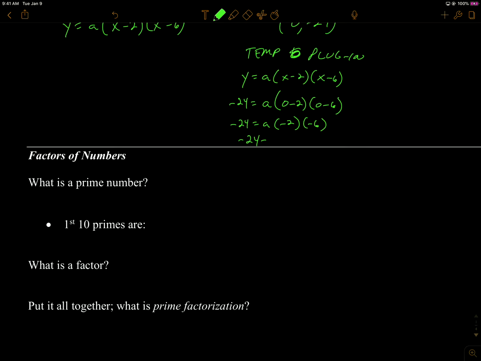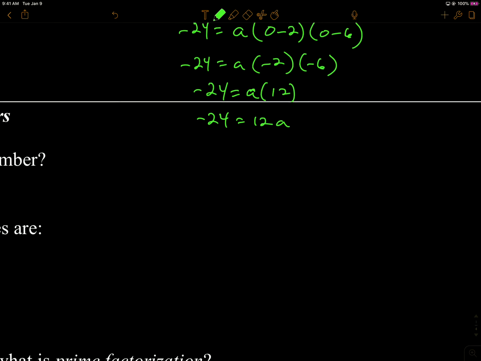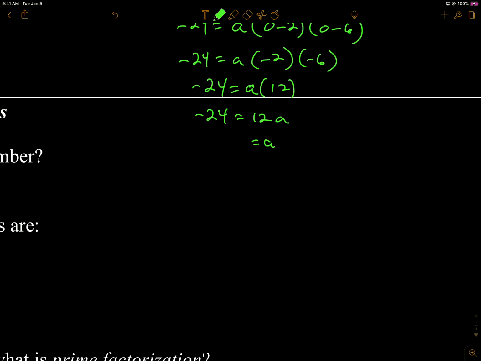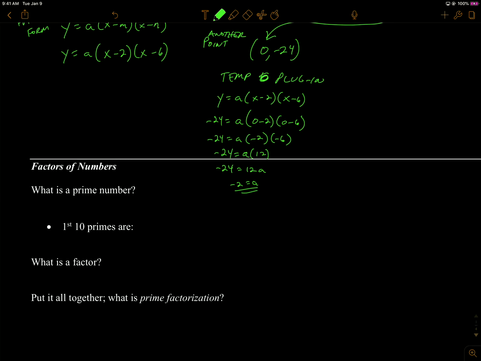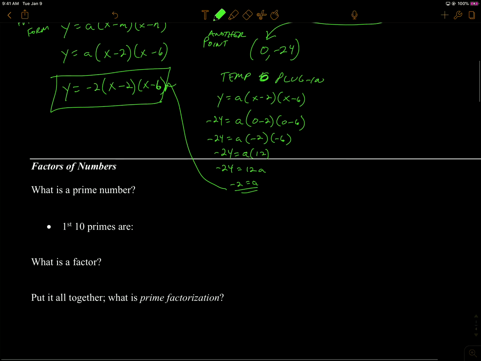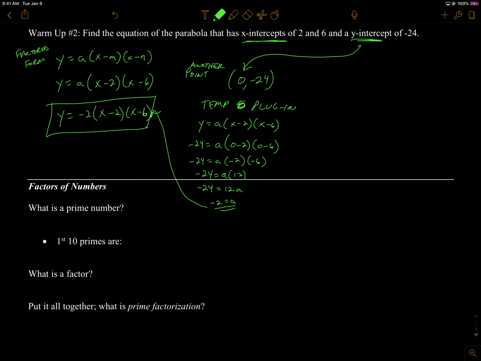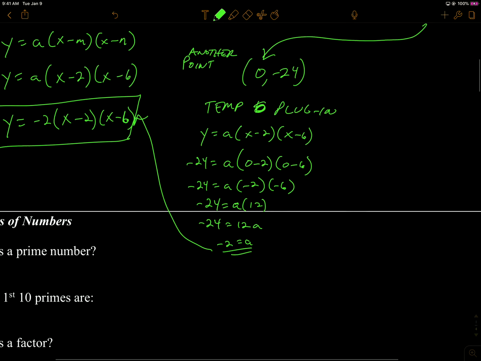So -24 equals a times, -2 times -6 is 12. So I can write that as -24 equals 12a. I divide both sides by 12 and I get a equals -2. Now I can write my final equation as y equals -2(x - 2)(x - 6). All right, so there's my equation. If you're given the two x-intercepts, that's how you can go about it.